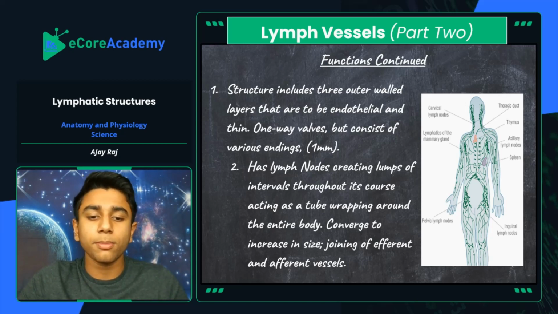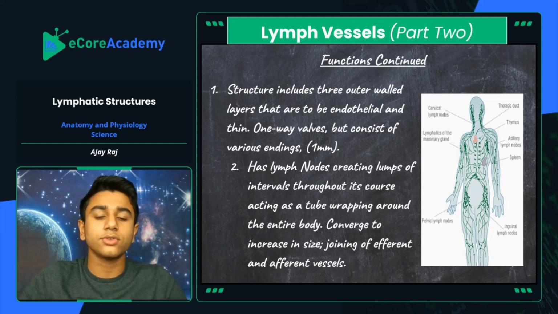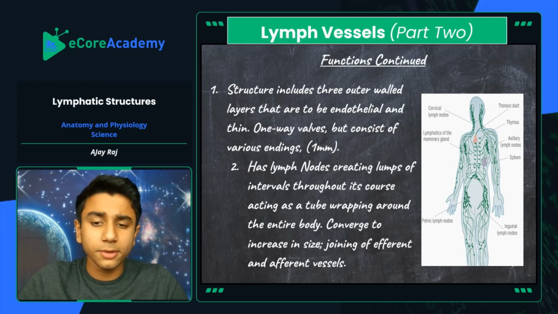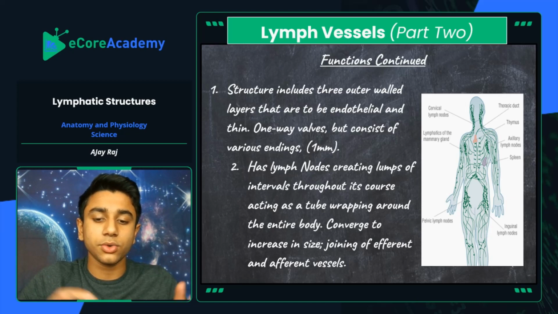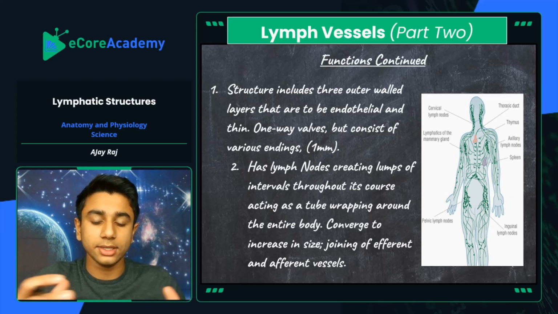And the lymphatic vessels are probably your thickest lymphatic structures. They have one-way valves, but consist of various endings. Remember, those sensitive endings only allow for one motion, a one-directional flow of your current of lymph, and it cannot contradict itself. And it has lymph nodes, which I'll get into later, which are the minor organs of the lymphatic system. And they create lumps at intervals throughout its course, acting as a tube wrapped around the entire body.